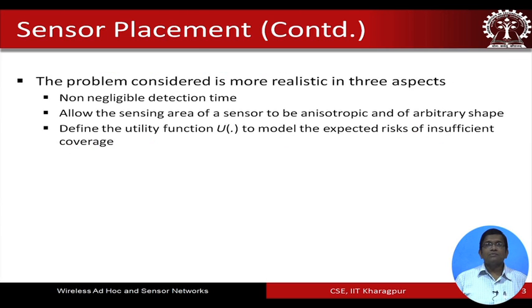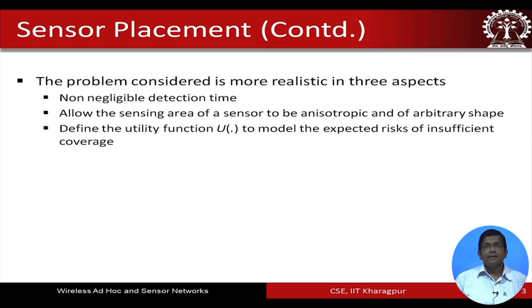The problem considered is more realistic in three respects. First of all, we have to place the sensors considering that the detection time is not negligible. So, we have to consider that there is a certain duration of detection time. Detection time means the time that elapses from the point that the event occurs until the point that it gets detected, and it is not negligible.